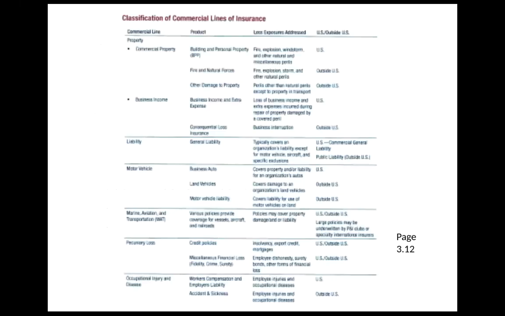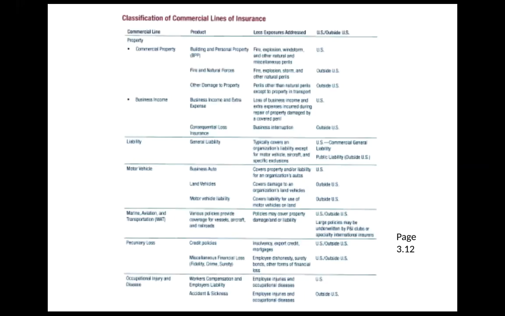This is hard to read, but in your textbook, where this comes from is 3.12. And this is, I think, really a good way to look at all the different types of coverage. So you have the commercial line, and within commercial, it's property, and you have commercial property, and you have business income, and then what's the product that's really being sold for those, and what are the loss exposures addressed, and where is this coverage usually available.